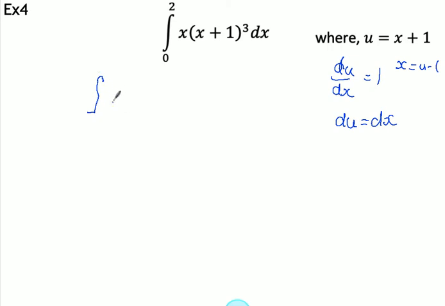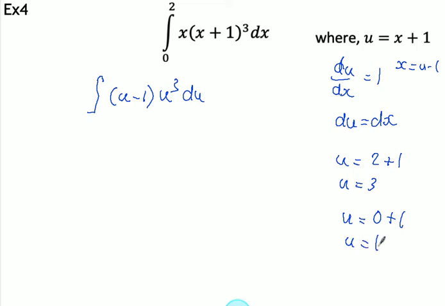Let's sort out those limits in a moment. So how do we sort out these limits? Well, these are what we'd substitute in for x, aren't they? So here we can say for u equals 2 plus 1. So u is 3, that is my upper limit. And u is equal to 0 plus 1. So u is 1 for our lower limit. So now we have our change of limits.